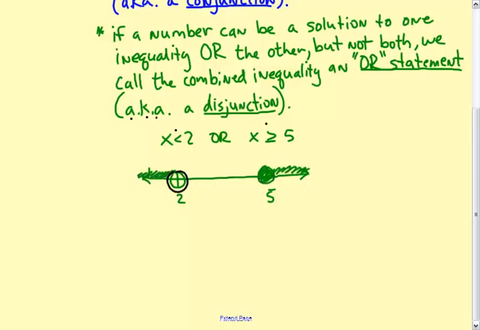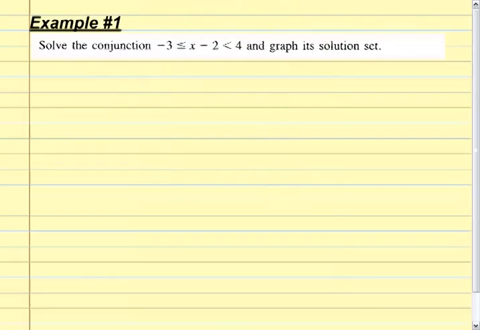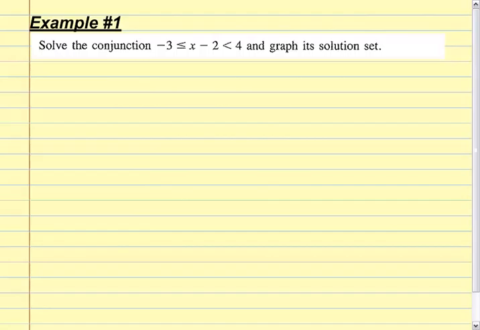Now, we're going to spend a few minutes looking at two examples, one of a conjunction and one of a disjunction. I want to show you how to solve these things, all right? So let's look at example number 1. It says, solve the conjunction. Negative 3 is less than or equal to x minus 2, which is less than 4, and graph its solution set.